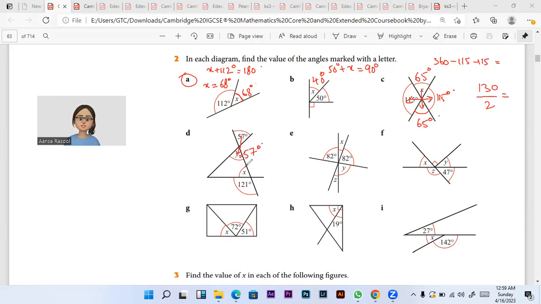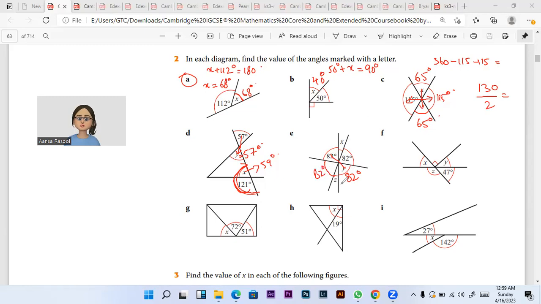And over here, if you see that X and 121 are angles on one line, and angles on one line add up to give us 180 degrees. So 180 minus 121 gives us 59 degrees. Over here, two rules will apply. One is vertically opposite. So 82 and Y are vertically opposite, so Y is 82 degrees. This is also 82 degrees.